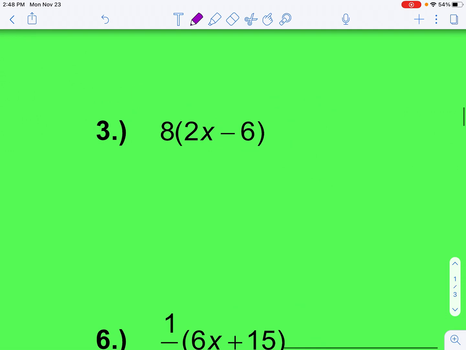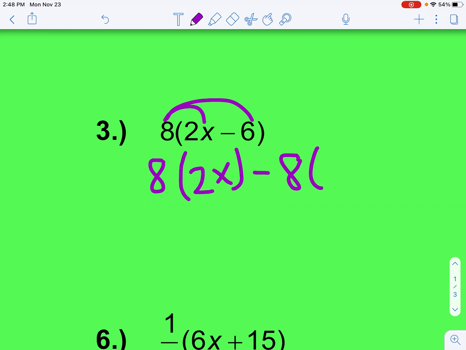Let's try number 3. I have 8 times 2x minus 6. So we're going to take the 8 times the 2x and the 8 times the 6. So I'm taking 8 times 2x minus 8 times 6. Here's the trickier part with 8 times 2x. We still need to take 8 times 2, which is 16, with our x on the end. So I have 16x minus 8 times 6, which is 48. I cannot simplify 16x minus 48 anymore, so I am done.